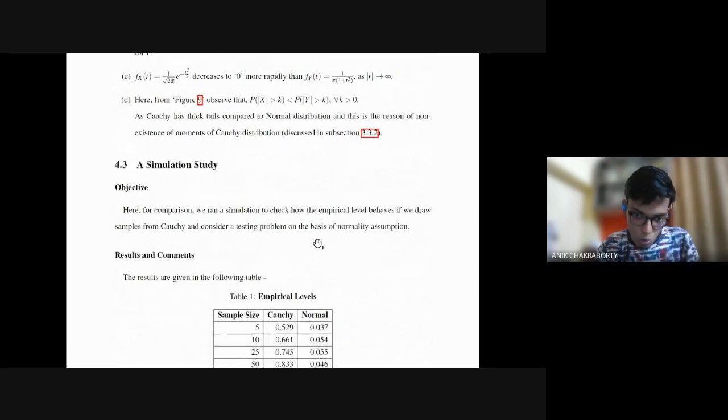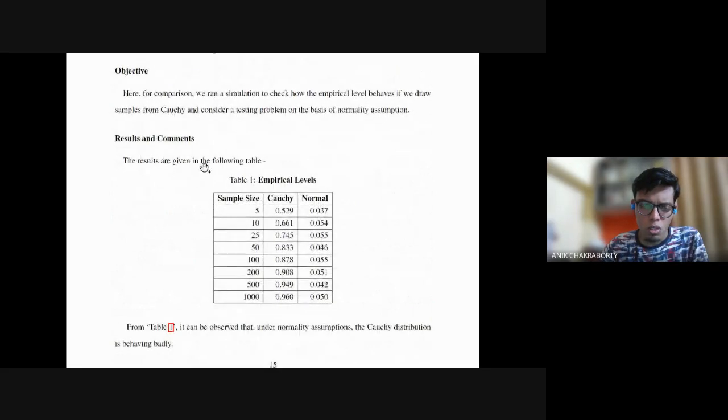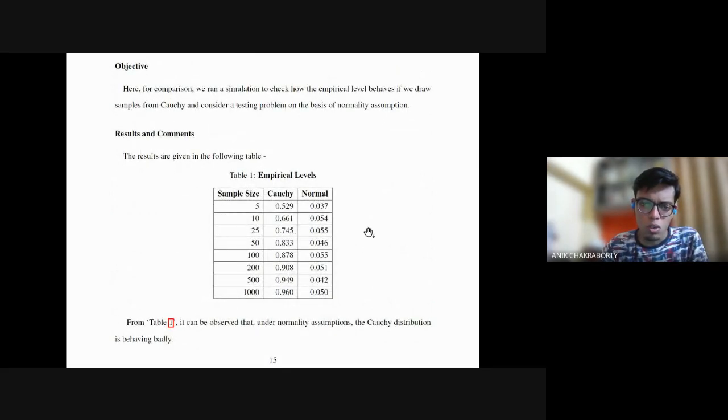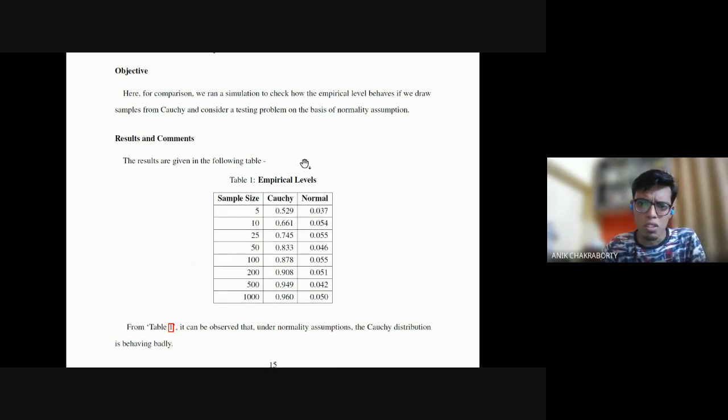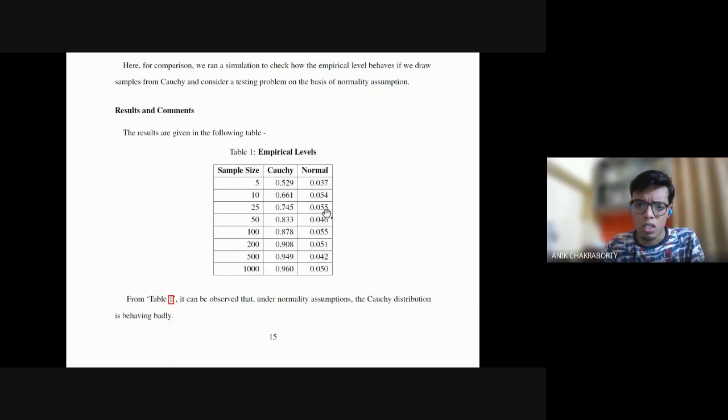This simulation problem, I tried to do a good one, but due to lack of time, I just created the empirical levels. I also tried to compute the mean square error of the parameters, but due to shortage of time, I cannot do it.